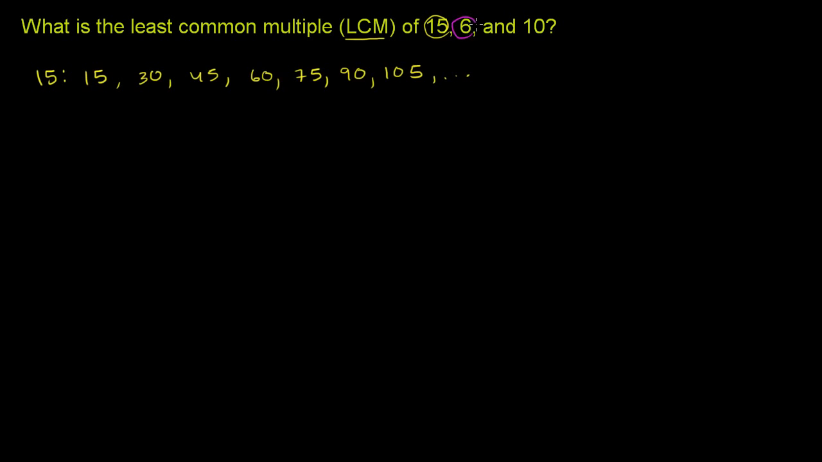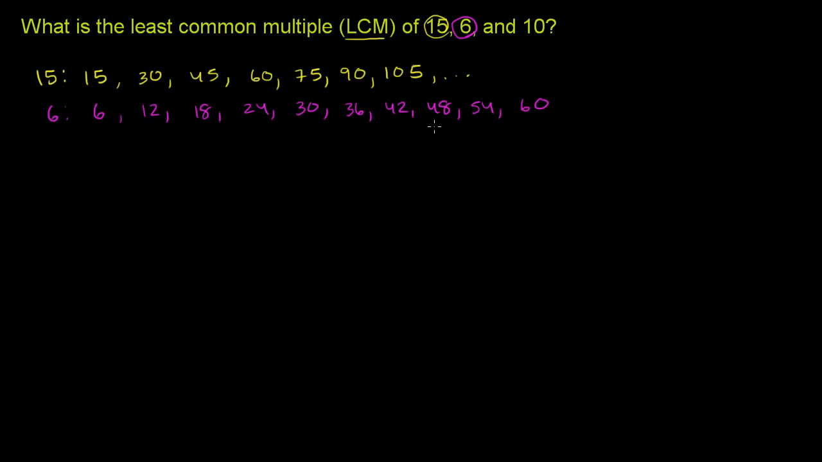Now let's do the multiples of 6. 1 times 6 is 6. 2 times 6 is 12. 3 times 6 is 18. 4 times 6 is 24. 5 times 6 is 30. 6 times 6 is 36. 7 times 6 is 42. 8 times 6 is 48. 9 times 6 is 54. 10 times 6 is 60.